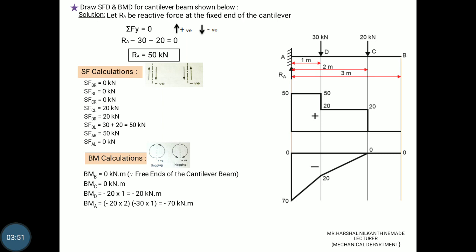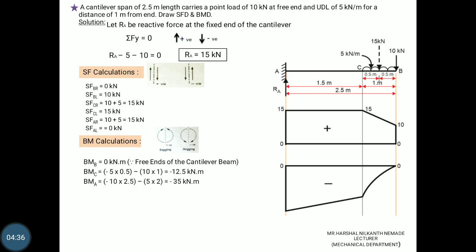BM calculation. Bending moment at B is equal to 0 kilonewton meter, free end of the cantilever beam. Bending moment at C is 0 kilonewton meter. Bending moment at D is equal to minus 20 into 1 is equal to minus 20 kilonewton meter. Bending moment at A is equal to minus 20 into 2 minus 30 into 1 is equal to minus 70 kilonewton meter. Whatever points I've got, I will mark minus 20 and minus 70. I will join the line, and this will be the BMD in kilonewton meter.